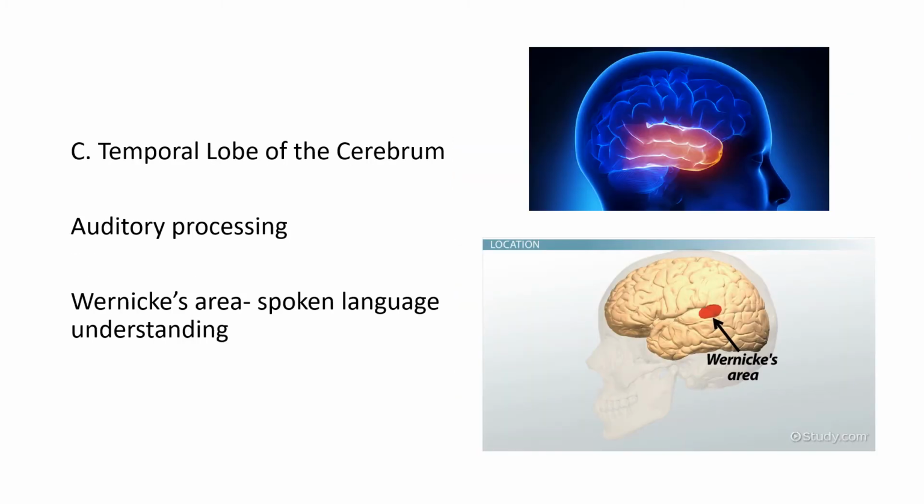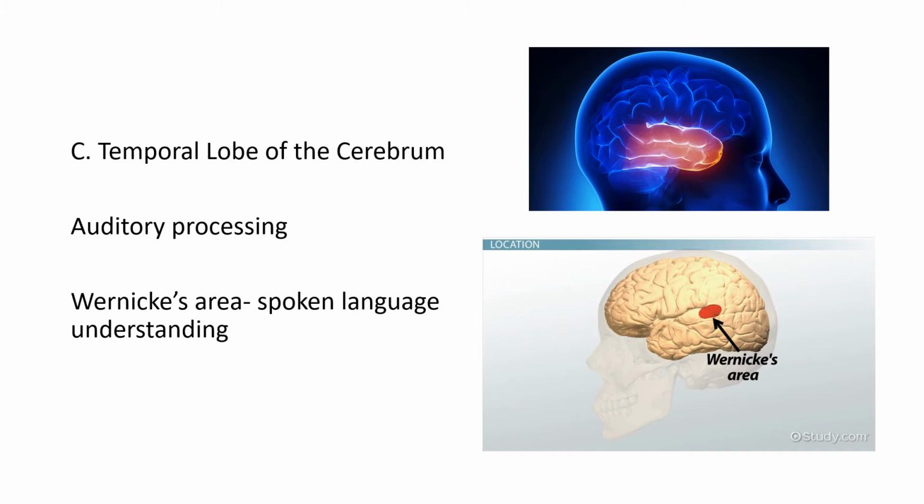Next we have the temporal lobe of the cerebrum, again highlighted in orange in the picture in the upper right here. The main function of the temporal lobe is auditory processing. If you think about it, it's located just deeper than where your ear is on your head. So you can think about that connection to remember that the temporal lobe is auditory processing.